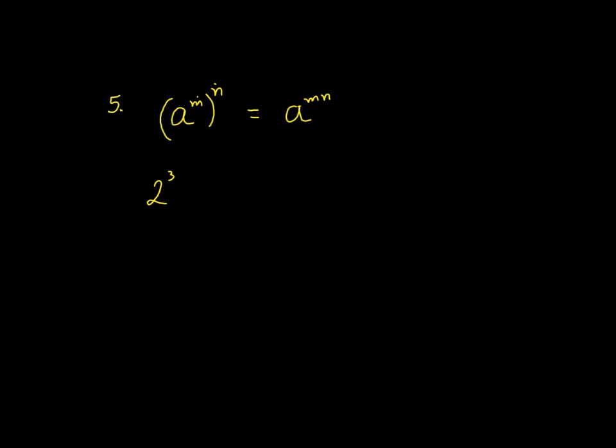2 raised to power 3, then raised to power 5 will be equal to 2 will be the common base and 3 and 5 will be multiplied. So we will get the answer as 2 raised to power 15.